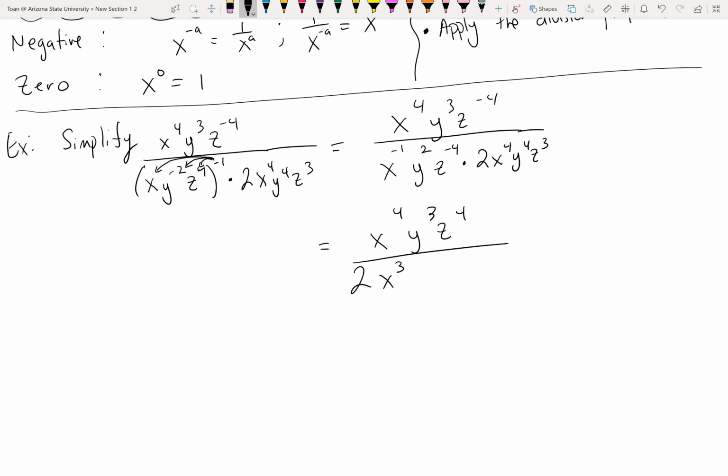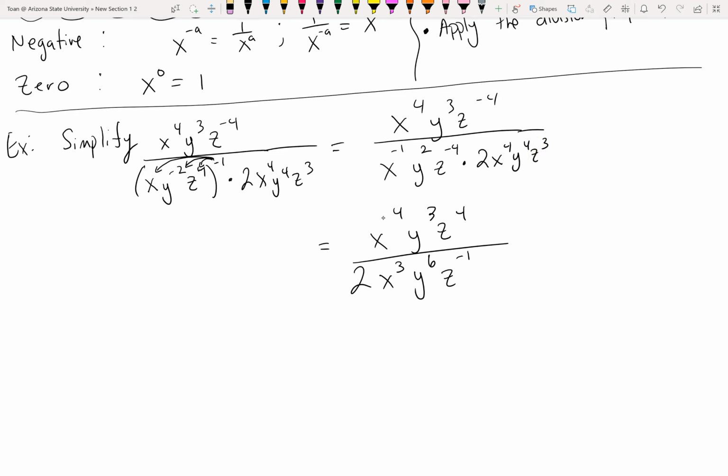Let's take a look at the y's now. We have y squared, y to the 4. According to the product property, you add the exponents. 2 plus 4 is 6. Y to the 6. And last but not least, the z's. Z to the negative 4, z to the 3. Multiply them together. You have to add the exponents. Negative 4 plus 3 is a z to the negative 1.